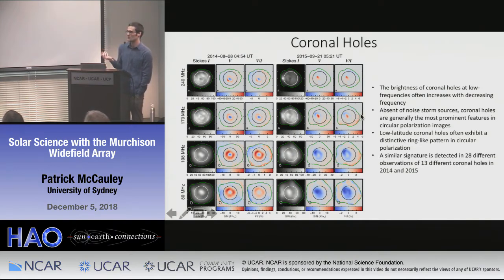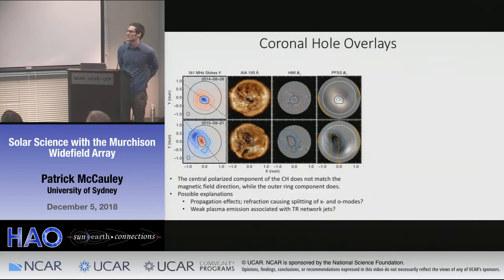This is a peculiar signature. We were quite worried initially that this was some sort of instrumental artifact. We've done a fair bit of digging to try to ensure that that's not the case. We've detected this in around 28 observations of 13 different coronal holes in 2014 and 2015. So we're pretty confident that the structure is real. Now we have to try to figure out why it's happening.